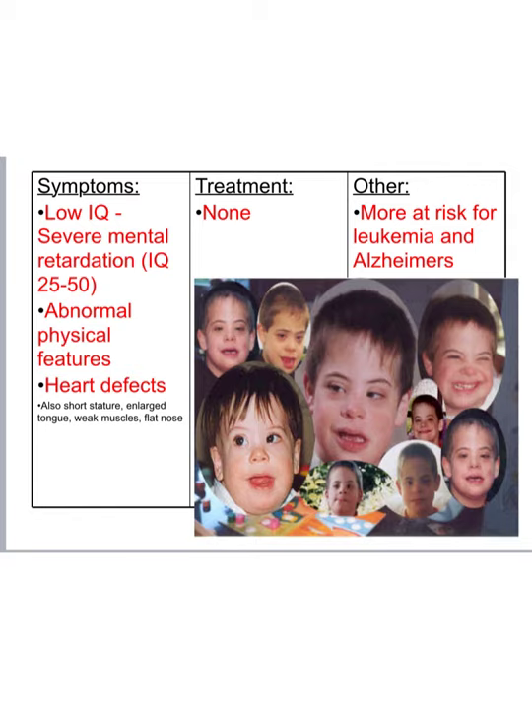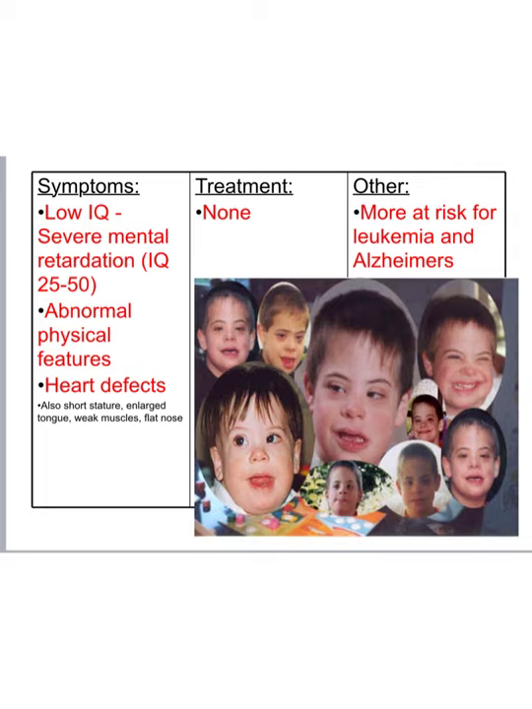They would have to stay at home and be homeschooled. Other symptoms are what I described earlier, abnormal physical features. And they also have a problem with their heart. They have a heart defect. What is in the small font, you do not have to write down, but I just wanted to mention. They're usually short. They have a larger tongue. They have weak muscles and a flat nose, which I showed you earlier in the picture.